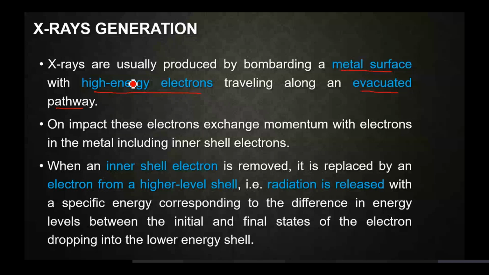On the impact of these electrons, they exchange momentum with the electrons of the metal, including the inner electrons. These high energy electrons, once they come in contact with the inner electrons of the metal, the inner electrons of the metal are removed, and they are being replaced by electrons from a higher level energy shell. As an electron jumps from a higher energy level to a lower energy level, the difference in energy is released in the form of radiation, which corresponds to the X-ray generation. Clear?